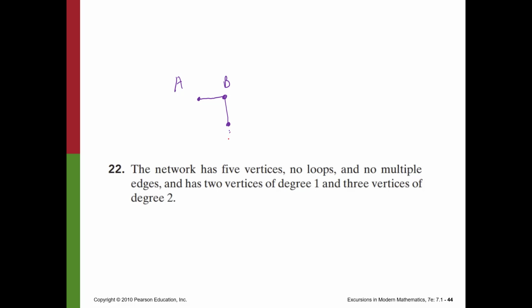Let's call that C. Again, if C has degree 1, then we would not be able to connect to D and E. So because it has degree 2, it has to be connected to one of these, and we'll say it's connected to D. And then finally, if D has degree 1, then this one we would not be able to connect there. And so it just has to be connected, right? So it has to be a tree.